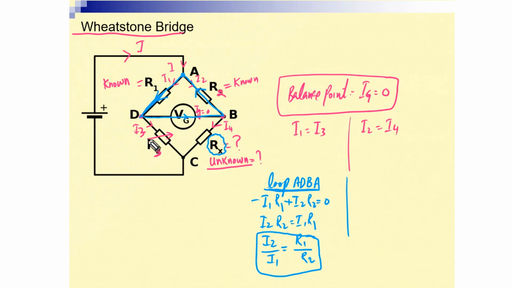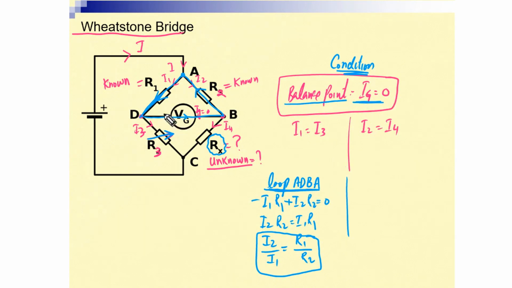So this is the purpose of it. This is a balance point. You have to balance this one. So when you balance the Wheatstone Bridge, then you can determine this one. So this is the condition for the Wheatstone Bridge. It has to be balanced, otherwise you cannot find this one. So that's the reason it has to be balanced. So we are talking about when it is balanced, the balance point. Balance point means Ig is equal to 0.